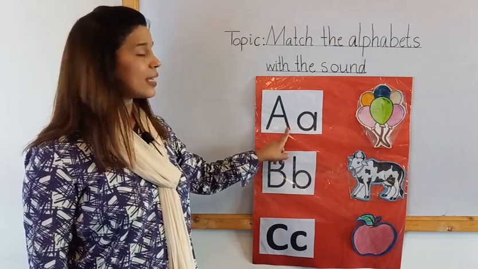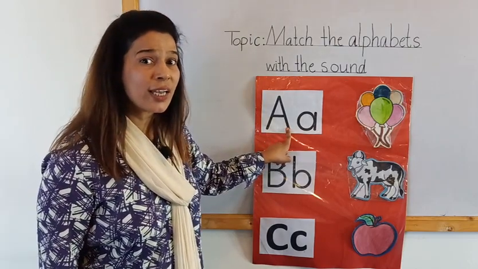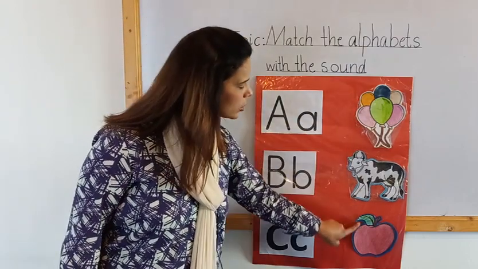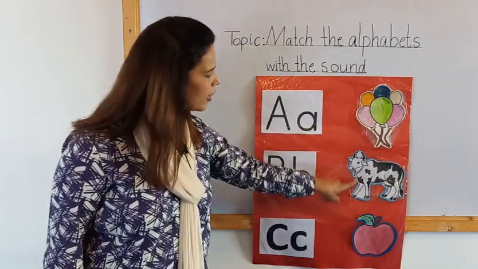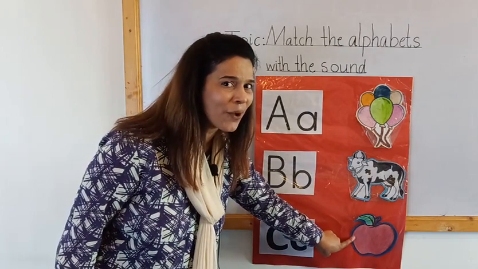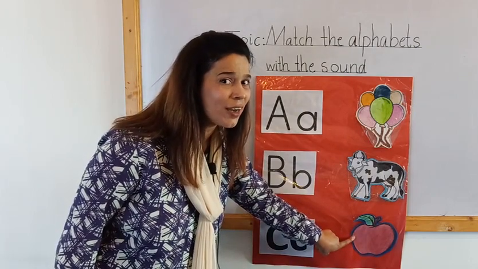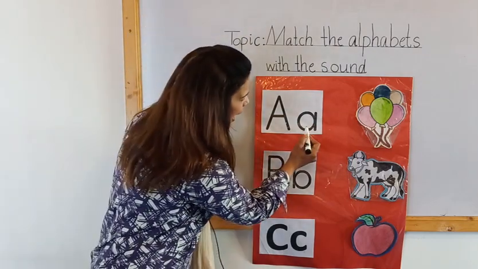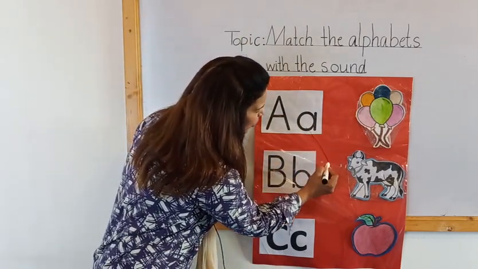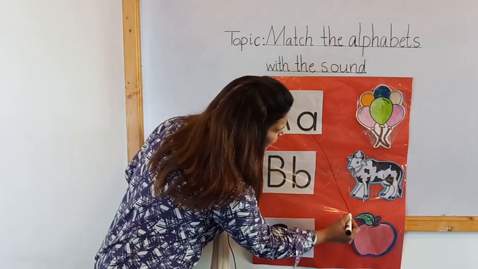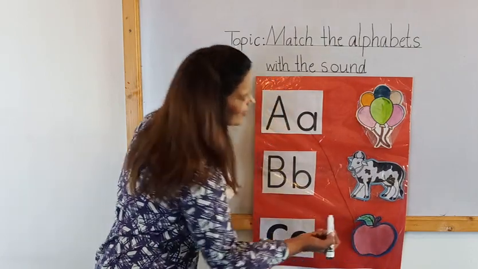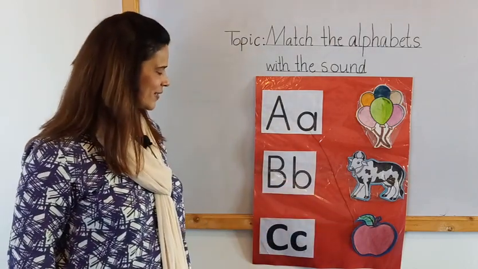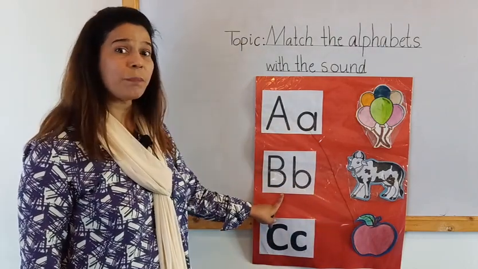Okay. Now this is A. And what is the sound of A? A. Okay. Now which picture can you match with letter A? Apple. Okay, let's match. Apple. Very good. Okay, now look at letter B.